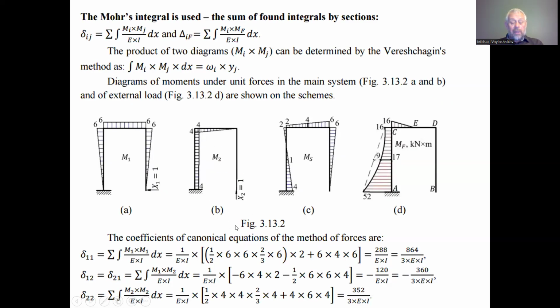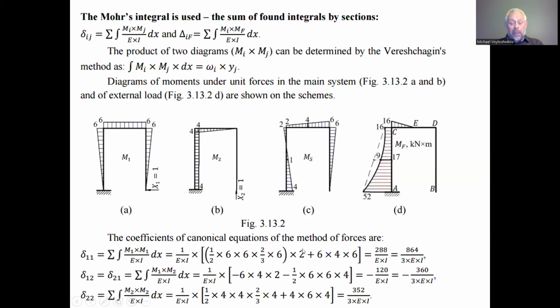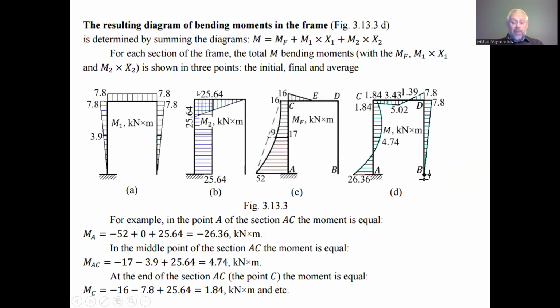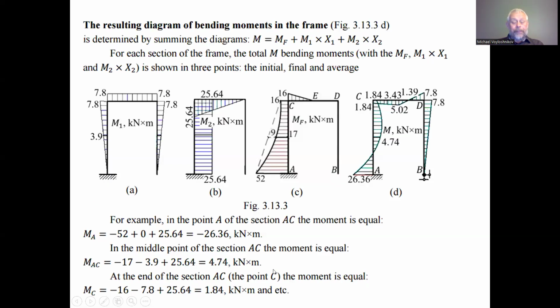M2, this figure for the action of the unit force. But if the force x2 is not 1, but proportionally x2 is 6.41, and we multiply the magnitudes on the diagram by 6.41, the actual magnitude of the force x2, we get this diagram, the same as the first one. This is the product of the unit diagram for the action of the unit force by the found magnitude of the force in the first direction applied to point B.